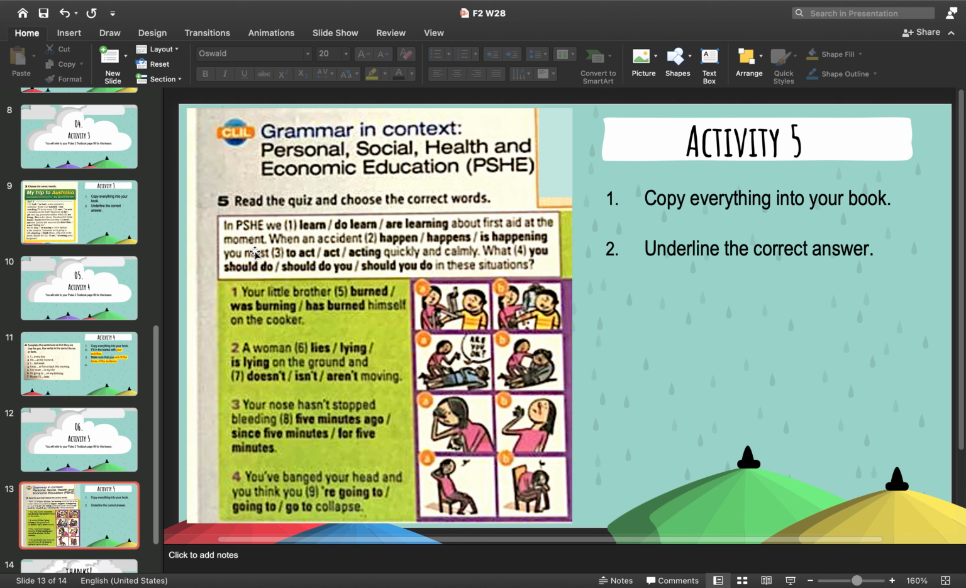Dia ada at the moment, sekarang ini. So, kita nak pakai learn ke, do learn ke, are learning. In PSHE, we are learning about first aid at the moment. So, kalau ada at the moment, maksud dia sekarang. Jadi, kita kena ada are dan juga verb yang ada ing. Cici bagi contoh lah satu tu. Yang lain, kamu kena buat sendiri. Okay?